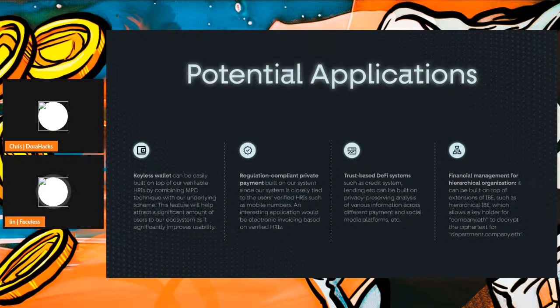So there are many potential applications. One very interesting application is the keyless wallet, right? In our scheme, if you verify maybe 3 HRI accounts, maybe your Gmail account, your Twitter account, your mobile number, then as long as you verify these 3 accounts, afterwards you don't even need to remember or manage your master key anymore, because as long as you can log into any 2 of these 3 accounts, you're able to use the wallet and manage all your HRI accounts, right?